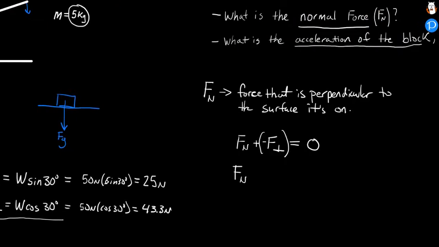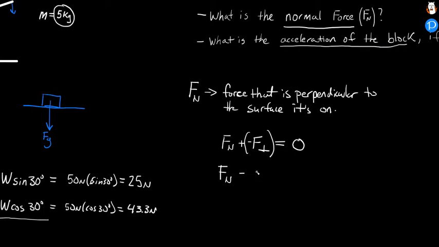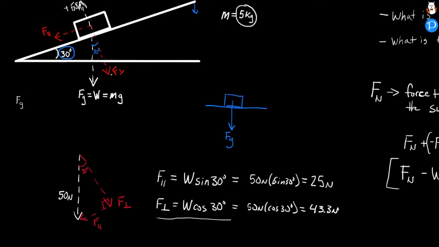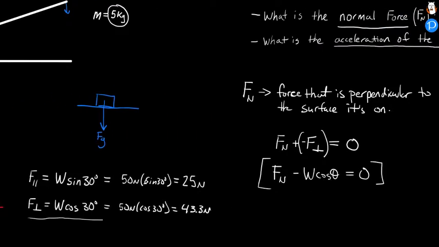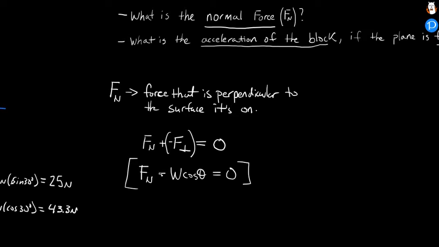And so really what we want to say is that the normal force minus the weight times the cosine of the angle is going to be equal to 0. So again, hopefully that makes sense, what we're doing there, right? We're putting that minus in there because of the opposite directions and the fact that those two things have to cancel each other out because the box is not accelerating in either direction. And so what we've got is the normal force minus my perpendicular force, which is equal to the weight times the cosine of the angle.